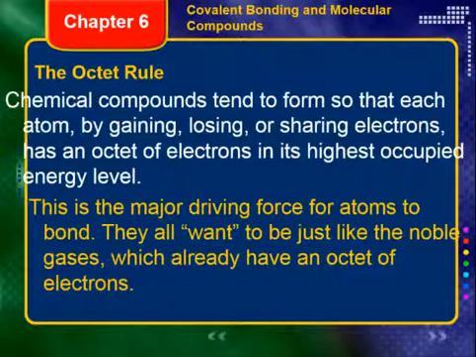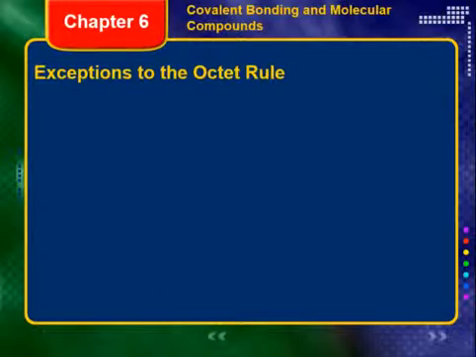They all want to be just like the noble gases. They want to have a noble gas electron configuration. And so that means that they want to have a full octet of electrons. And that's why we refer to this as the octet rule, because this is what atoms want to have. This is a lower energy arrangement, and that's what nature favors. But like with any rule, there are exceptions.